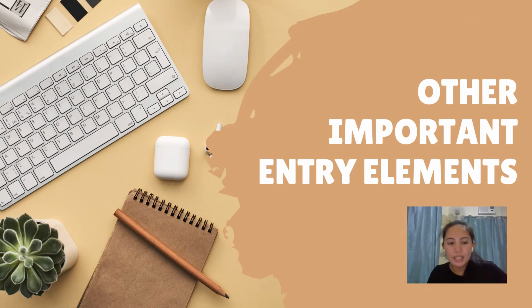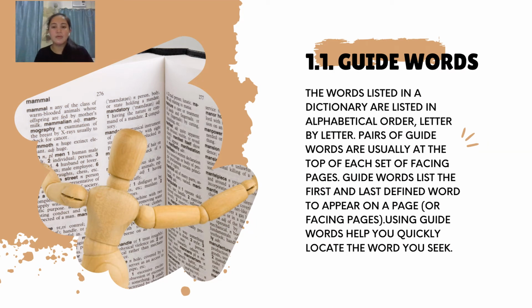Other important entry elements. Number one, you have guide words. Words listed in the dictionary are in alphabetical order. So, for example, from here you have mammal, and the last word here is manufacturer. So the guide words, on the top left will be mammal, and on the other end manufacturer. Those guide words list the first and the last defined word to appear on the page.